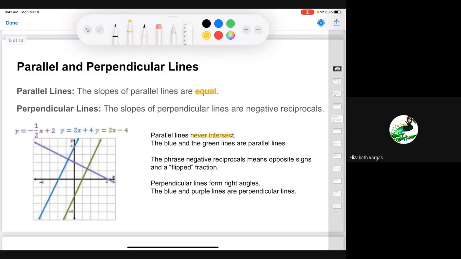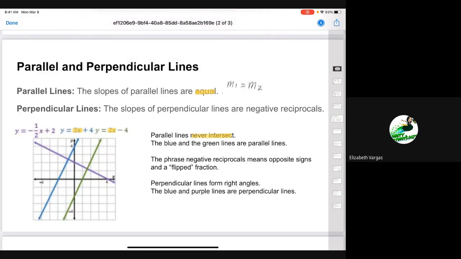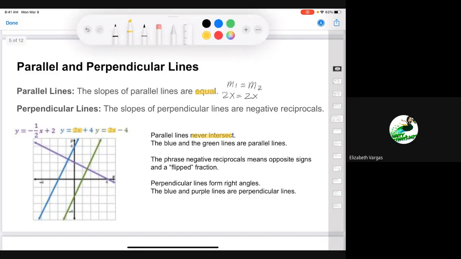So in this instance, the blue and the green line would be parallel. And the way we know those are parallel is because they have the same slope, right? We have 2x. They are the same. So because those slopes are equal to each other, m1 is equal to m2. 2x is equal to 2x. Because those slopes are equal to each other, we know we have a pair of parallel lines.